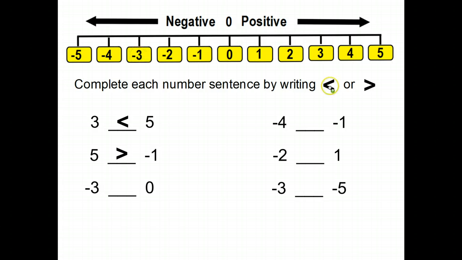-3 is less than 0. You're worse off with a debt of $3 than having nothing whatsoever. Similarly, you're worse off having a debt of $4 compared to a debt of $1, so -4 is less than -1. -2 is smaller than 1. Again, you can look at the number line. -2 is to the left of 1. And finally, 3 is to the right of -5. You're better off having a debt of $3 than having a debt of $5. So -3 is greater than -5.